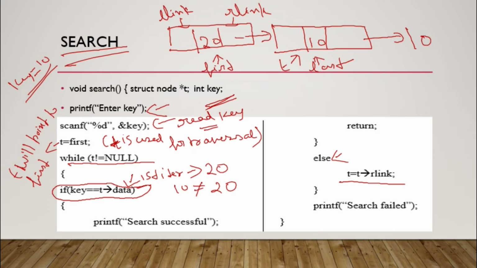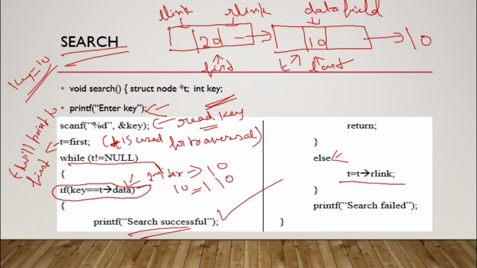Next, again it will come inside, because we are not outside the loop yet, t is not equal to null. So if key is equal to t of data, it will check t of data. Now it is the second iteration, students. In the second iteration it is 10. So it will check if key, which is 10, is equal to t of data. Now t of data is 10, students, because this is the data field. Yes, 10 is equal to 10. That means search is successful.